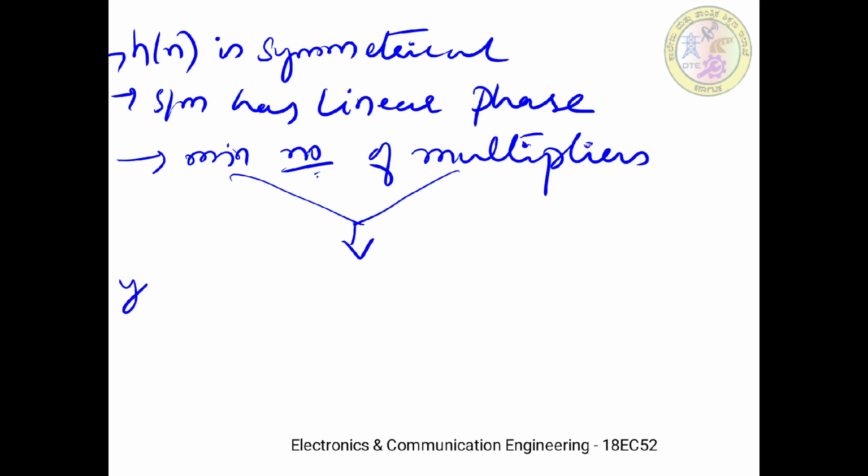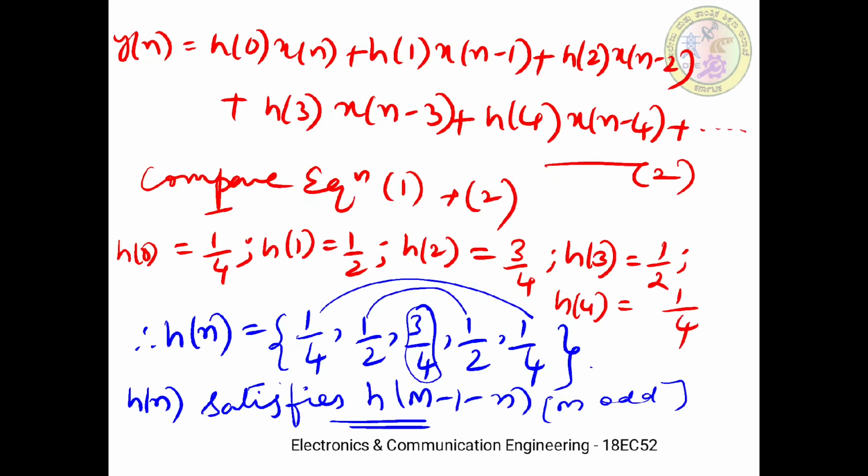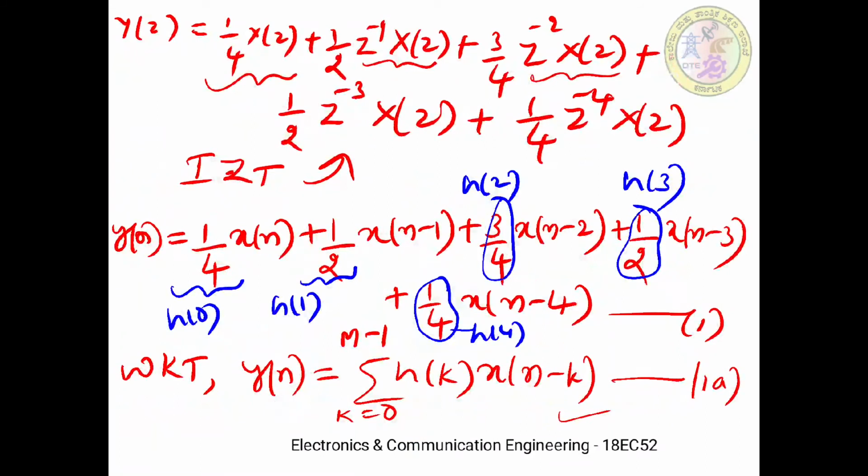Finally, we are going to write this y of n. The x of n samples which have the same coefficients are grouped together like this. So 1 by 4 into x of n plus x of n minus 4 are put in one group. Go back to this equation: x of n and x of n minus 4 have the same coefficients, 1 by 4 and 1 by 4. That's why they are grouped together, and this 1 by 4 is taken as a common factor. So 1 by 4 into x of n plus x of n minus 4.